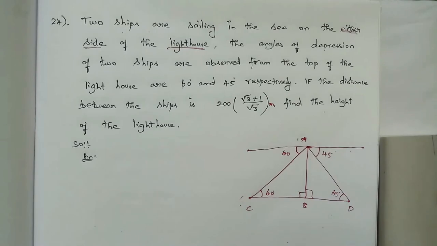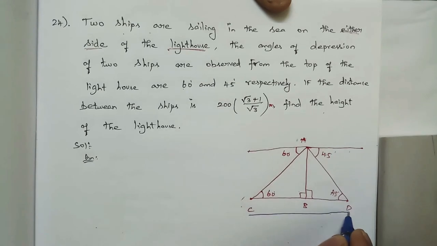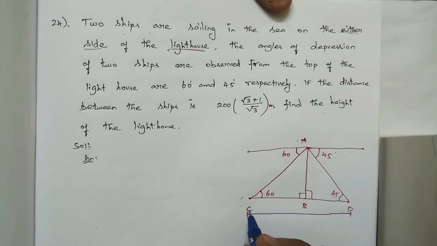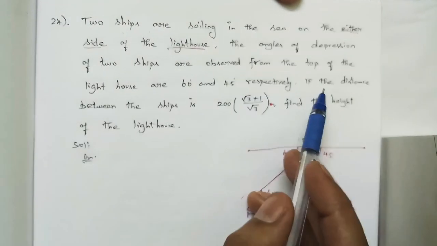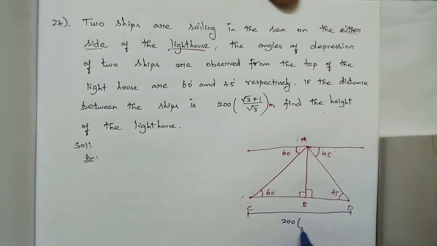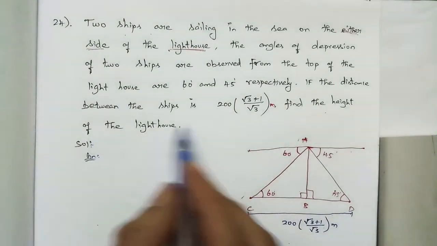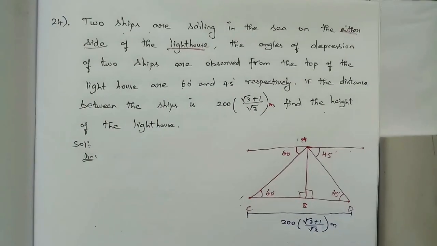Now we don't know the sides. And one more thing they have given: the distance between the two ships, that is CD, right? The distance between the two ships is 200 into (root 3 plus 1) divided by root 3 meters. They have given that. Now what they ask you to find is the height of the lighthouse. So how are we going to find it?